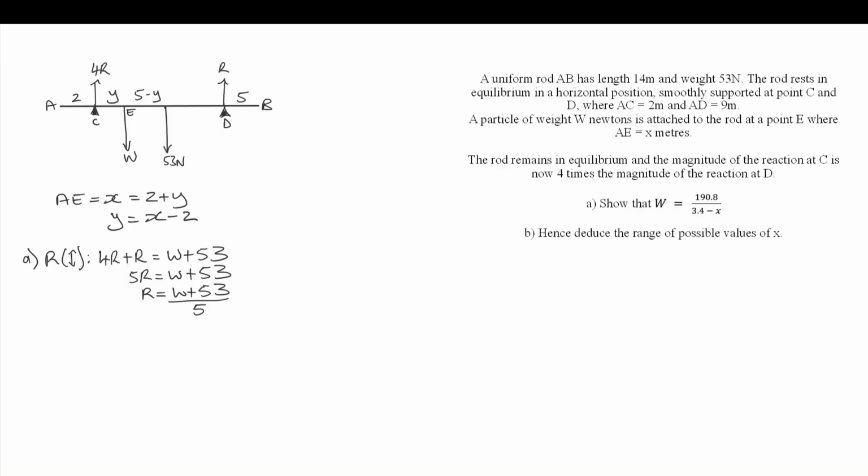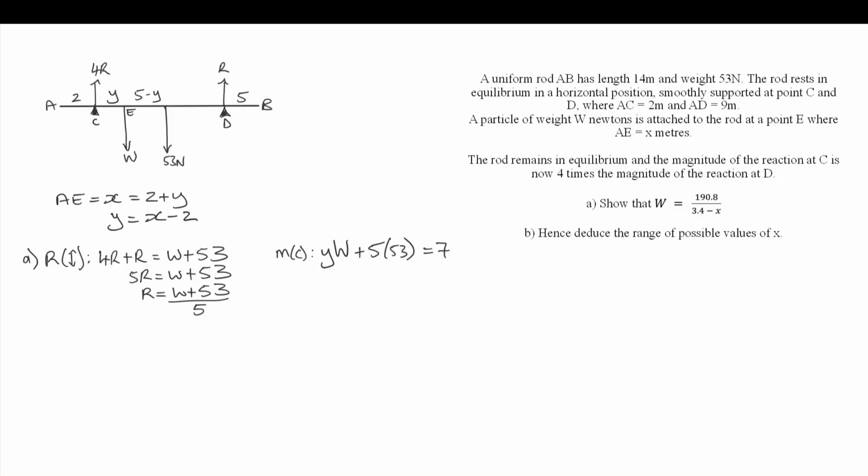I'm going to choose to take moments from C. Taking moments from the point C means I have 3 forces to consider: W, 53, and R. W and 53 are going to produce clockwise moments, while R is going to contribute to an anti-clockwise moment. We're going to use the perpendicular distance multiplied by the force. So the distance from C to W is Y. Y times W is the moment. The distance from C to 53 is 5. 5 times 53, and they are going to equal 7 times R.